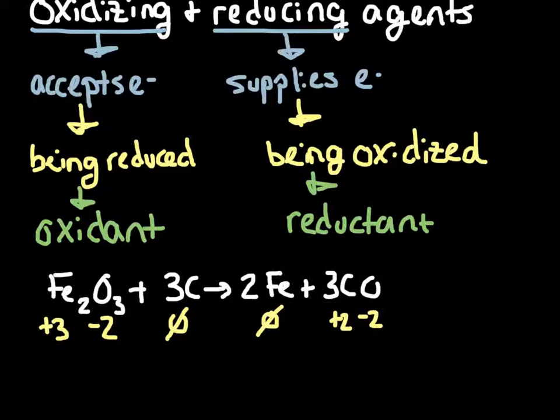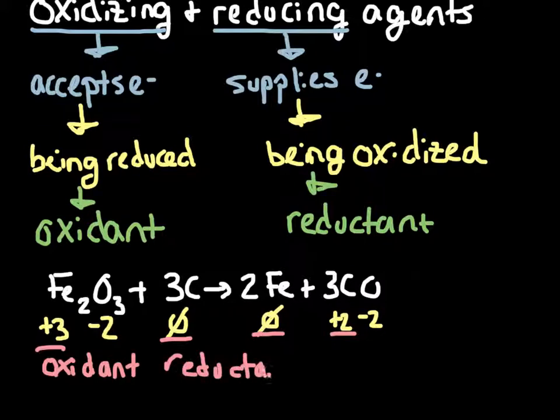Oxygen stays the same across the reaction. Iron goes from +3 to 0. Therefore, it is gaining 3 electrons. By gaining 3 electrons, it is being reduced. Therefore, it is the oxidizing agent or the oxidant. Carbon is going from 0 to +2. It is losing 2 electrons and therefore being oxidized, and that means it is the reducing agent or our reductant.